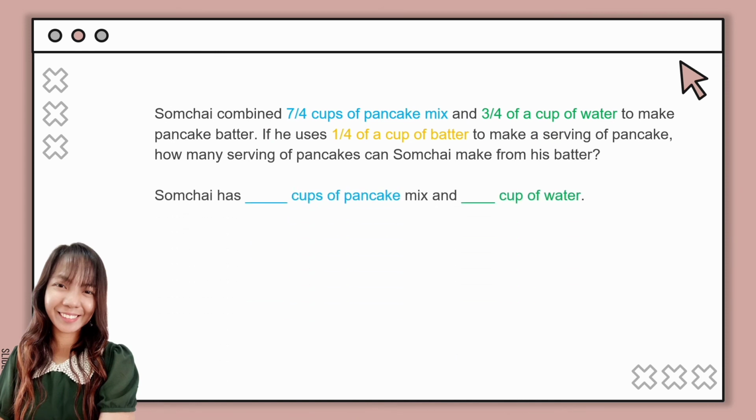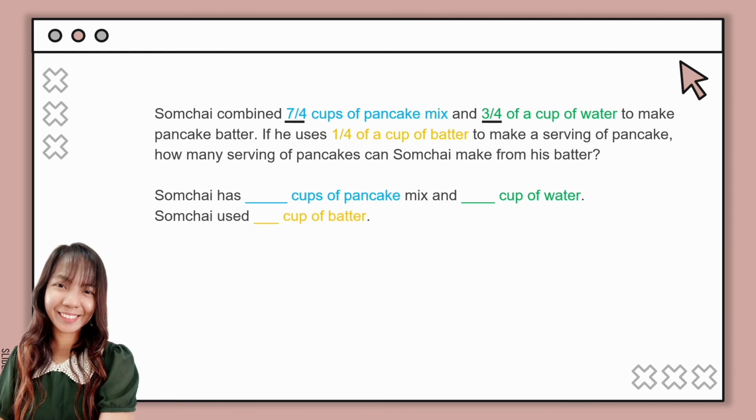Next, you will do the same. So just write for the color blue here, for the green one here. Alright. Sumchai combined 7 over 4 cups of pancake mix and 3 over 4 of a cup of water to make pancake batter. If he uses 1 over 4 of a cup of butter to make a serving of pancake, how many servings of pancakes can Sumchai make from this butter?